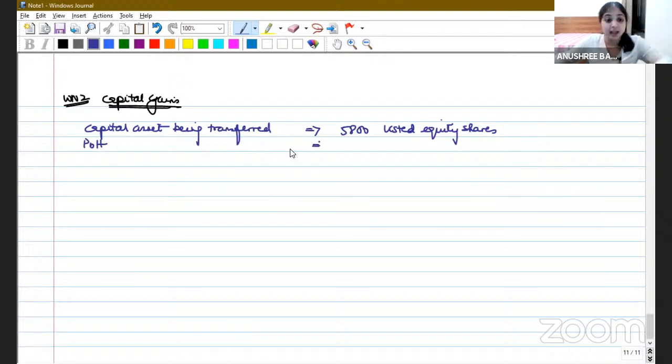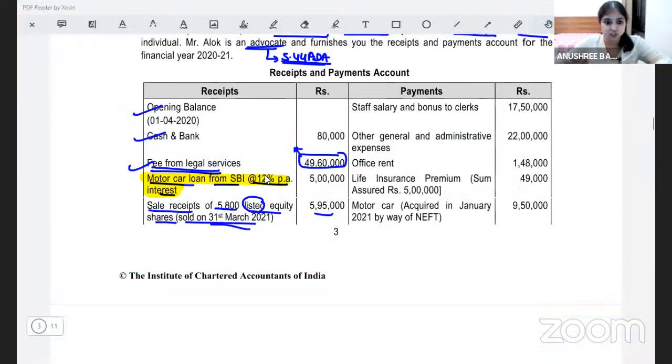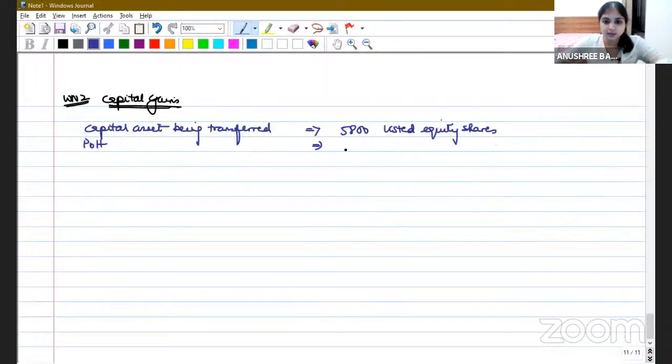What is the period of holding of these shares? We don't know. They haven't mentioned when we purchased these shares. They have just mentioned the sale date. So we'll wait and see when it was purchased. It was sold on 31st March 2021. So we don't know whether it is short term or long term. We'll have to wait and see.